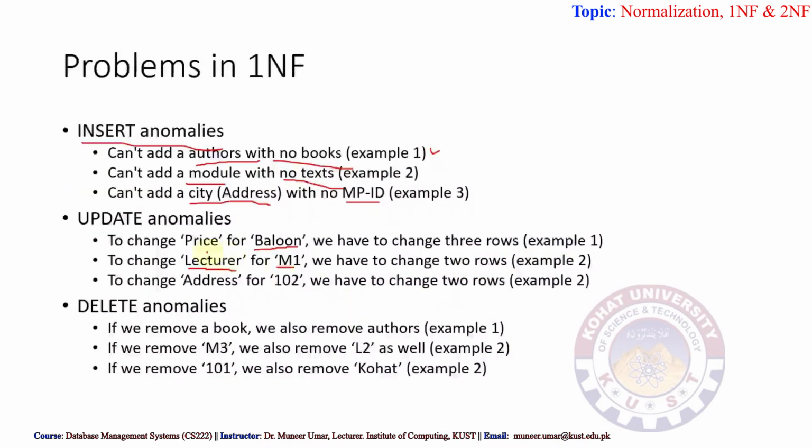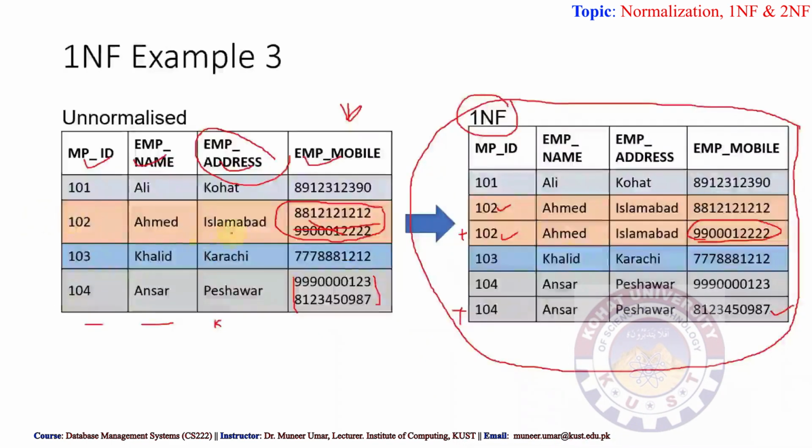And in case of the third example, sorry, this one is example number 3. If we want to change the address for 102, which is repeated here, so if you need to change this Islamabad to Karachi, let's say, then you must also change this Islamabad, so you will need one additional update query. Now here in this example we have only one extra row. It is possible that we may get 100 more rows of the same record.